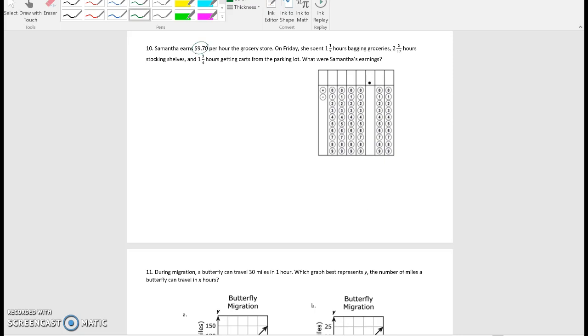Okay, so she makes $9.70, it says, per hour. Per means to multiply or divide, right? On Friday, she spent 1 1/3 hour, and then she spent 2 5/12 and 1 3/4. So I know you guys like decimals better, but you can't change 1 1/3. So you're going to have to get them together as fractions, right? Because she earns this per hour. So we need to know how many hours so that then we can multiply to find her earnings.